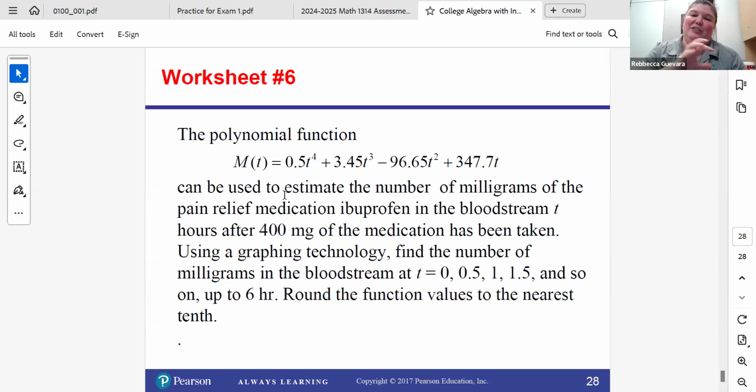And then if you can, this is just a word problem. So look at this one, use some graphing technologies to find these certain values that you're looking for, milligrams of, I forgot what it was, ibuprofen in the bloodstream.